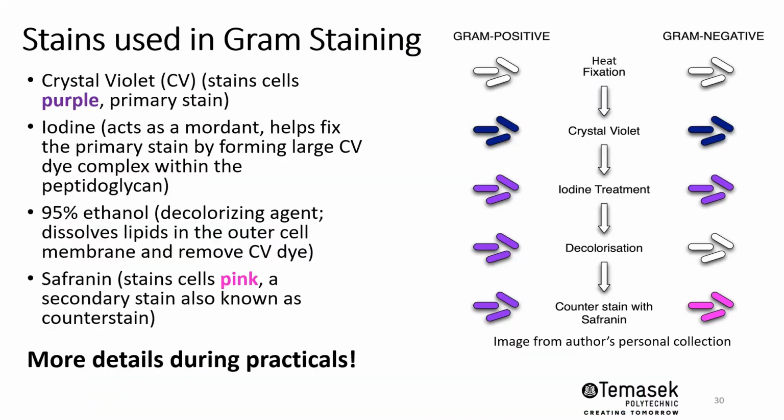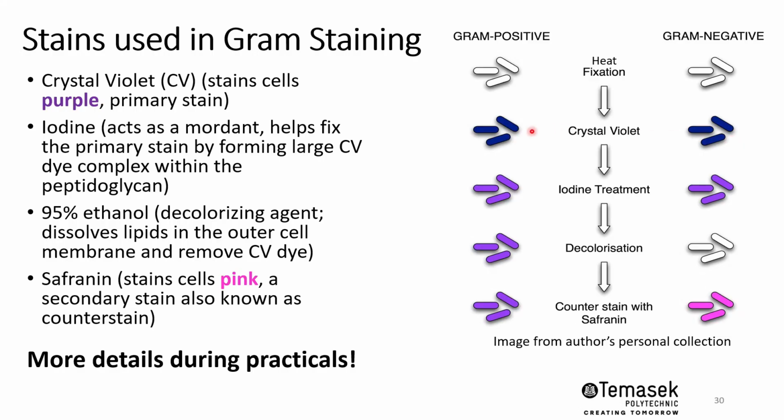Now I want to talk about the stains that we use during gram staining. The stains are typically the crystal violet stain, the iodine, as well as a chemical, 95% ethanol, as a decolorizing agent, as well as safranin as a counter stain. So the gram staining is able to help us differentiate between gram-positive and gram-negative bacteria. After heat fixation, typically we'll apply the crystal violet for about a minute. This will stain the cells purple as a primary stain.